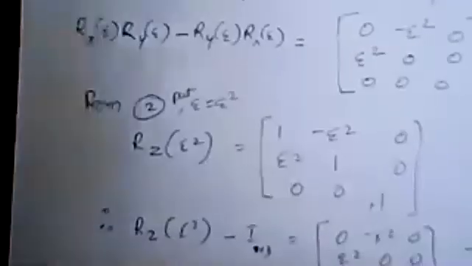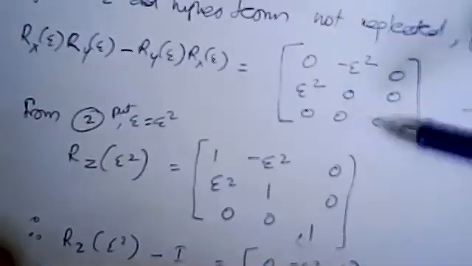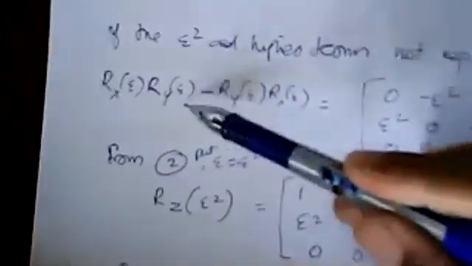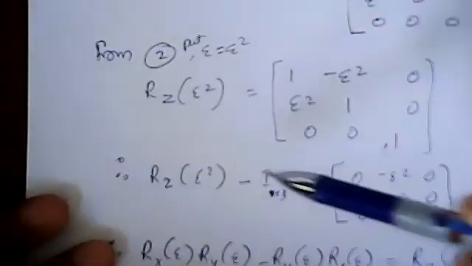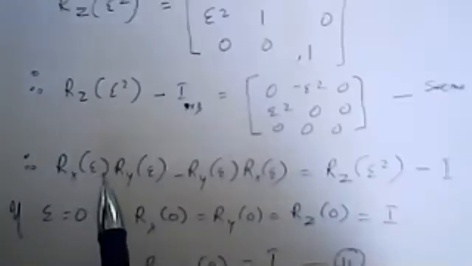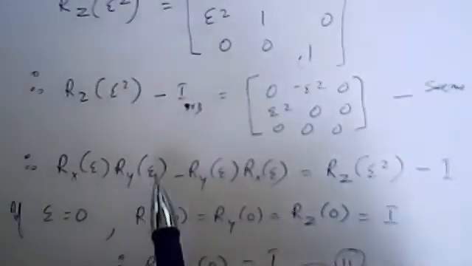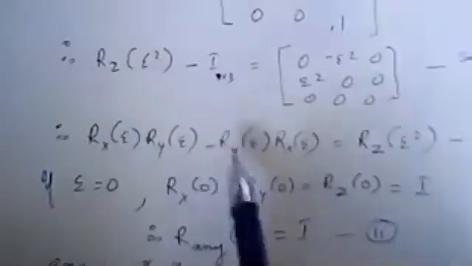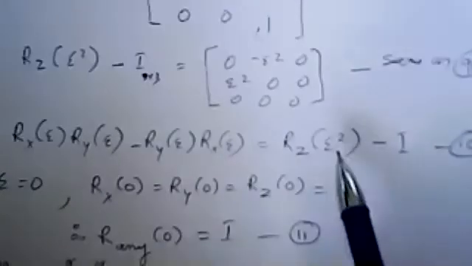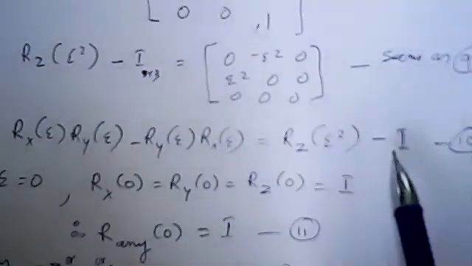So you can write, see, these two matrices are the same. This matrix and this matrix are the same. So you can equate the difference Rx Ry minus Ry Rx as Rz of epsilon square minus I. Simple matching of two equations. Here you have to take care that these are epsilon rotations: Rx Ry minus Ry Rx equals Z rotation by epsilon square, not epsilon. Note that point. This is epsilon square minus I. Okay, I think that is clear.